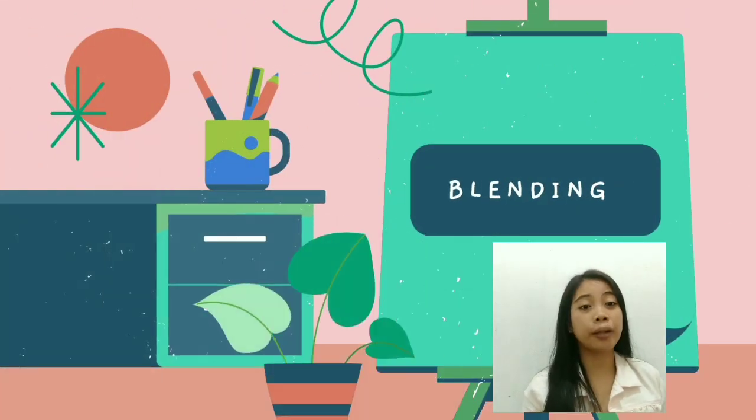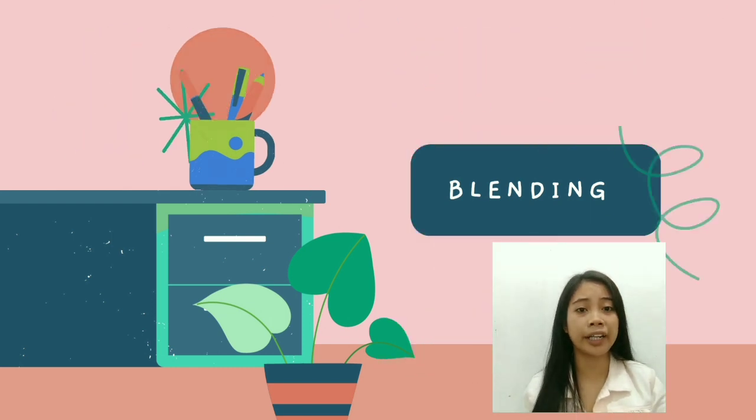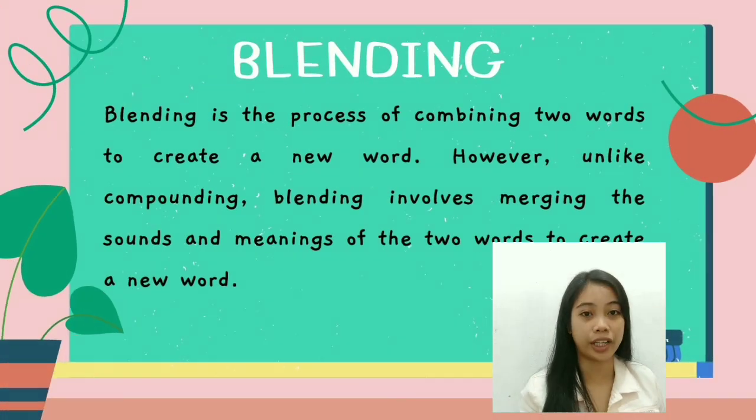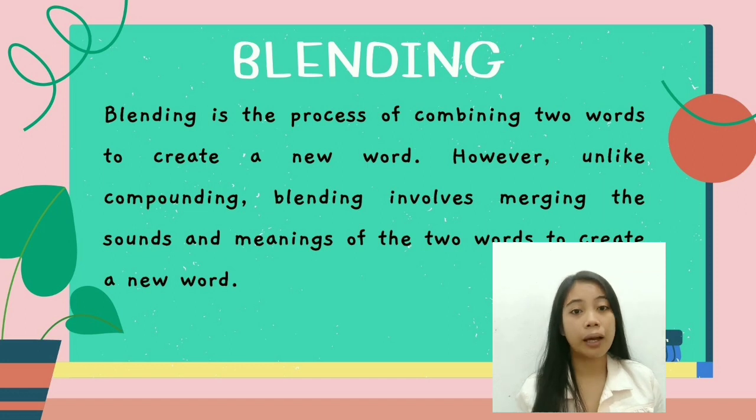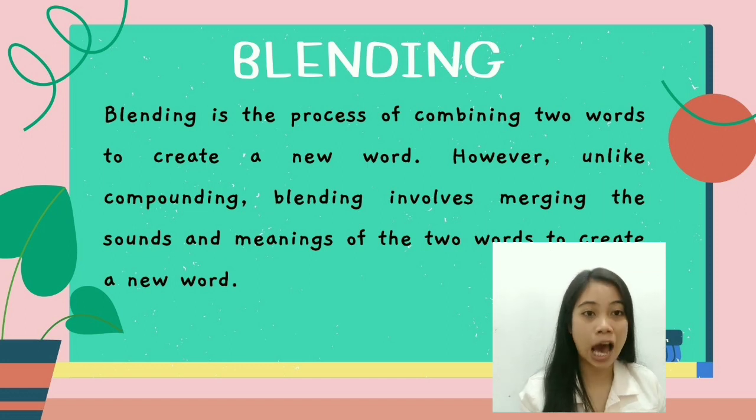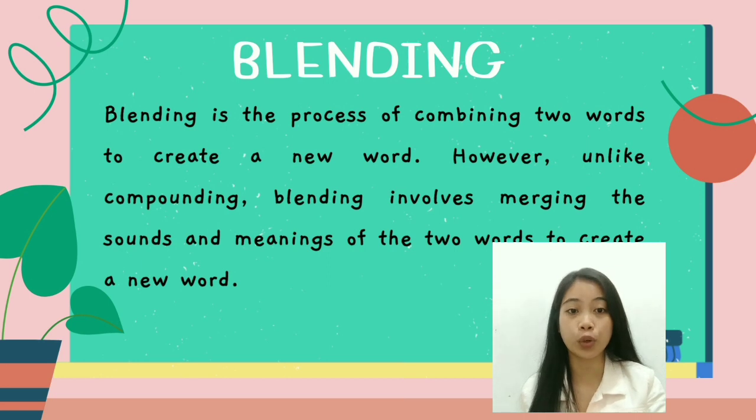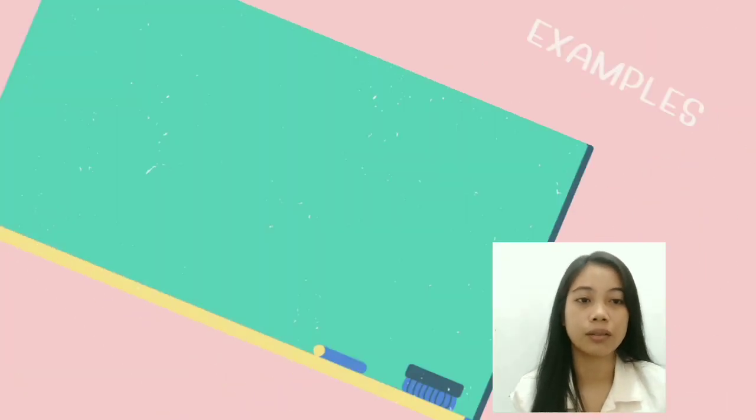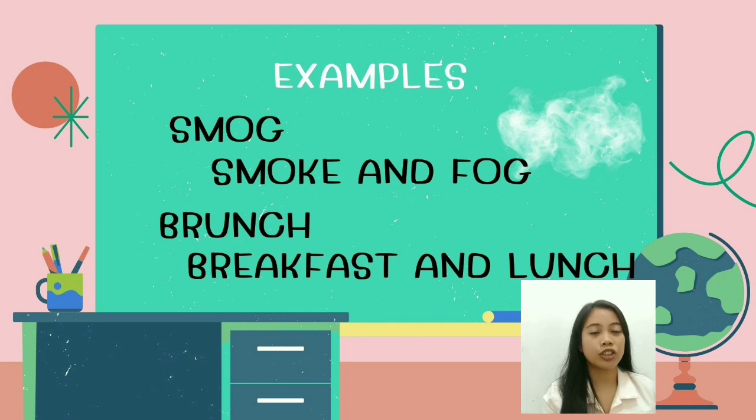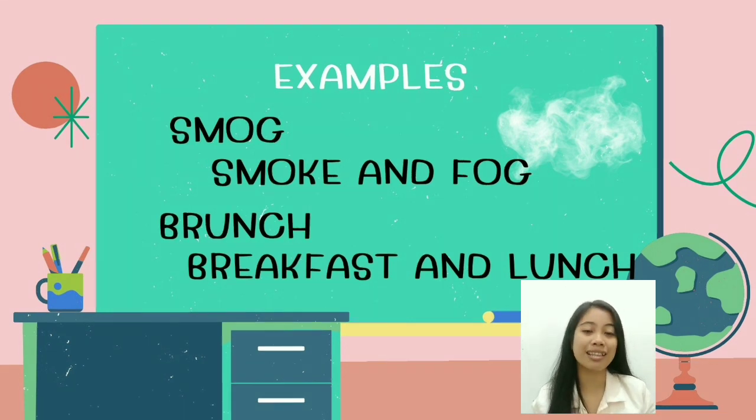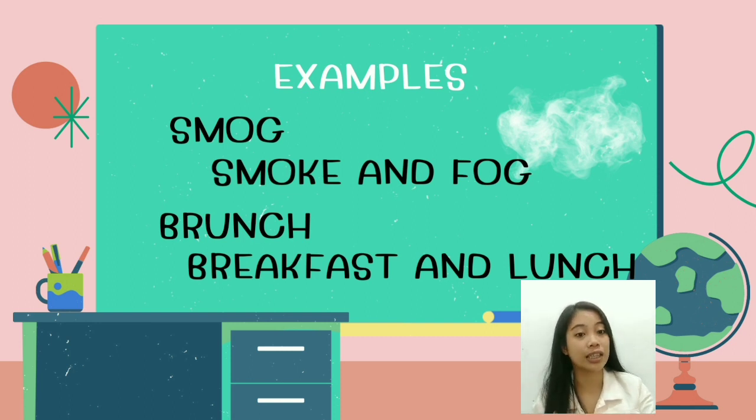Next is blending. Blending is a process of combining two words to create a new word. However, unlike compounding, blending involves merging the sounds and the meanings of two words to create a new word. For example, the word smog. It is a blend of smoke and fog. And the word brunch. It is a blend of breakfast and lunch. Blending is a popular word formation process in English, and many words in the language have been formed this way.